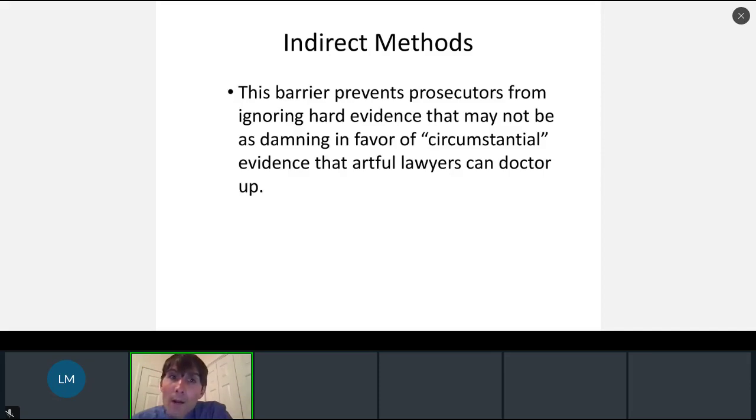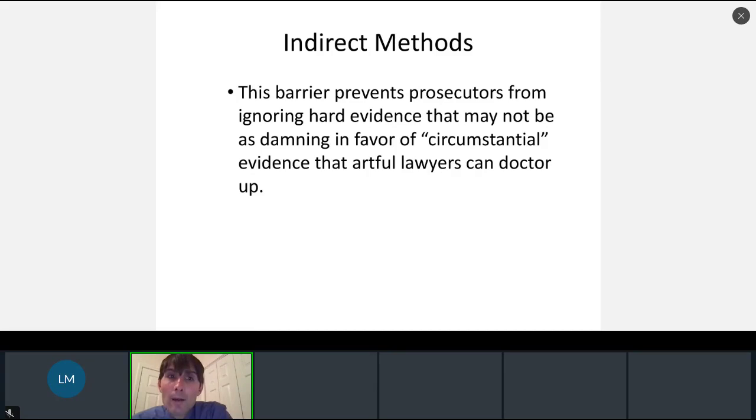This barrier prevents prosecutors from ignoring hard evidence that may not be as damning in favor of circumstantial evidence that artful lawyers can doctor up. So that's a very skewed version of things based on my proclivity to being on the side of the defense.